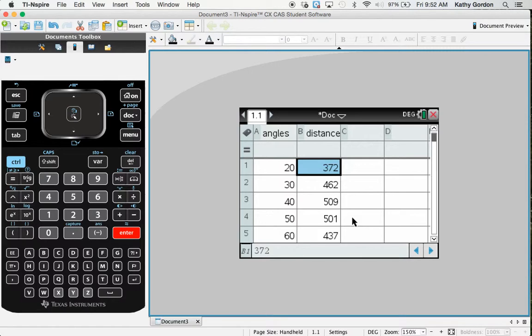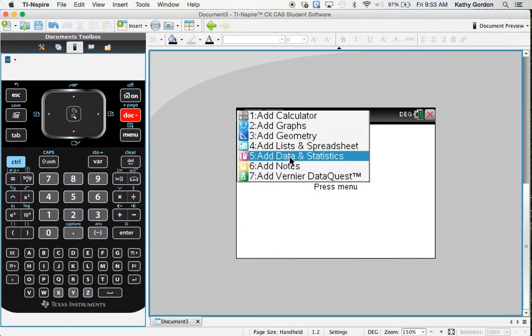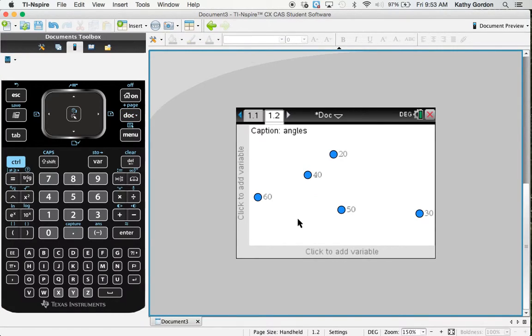All right, now add another page. So go Control, Doc to add another page. And this time we're going to choose Data and Statistics. And what you should see are just 5 random dots sitting there. But we want to see how they're related. So my x-axis down here, move your cursor down here, where it says click or enter to add variable. If you click on it, your 2 titles show up. So I want angles to be my x.